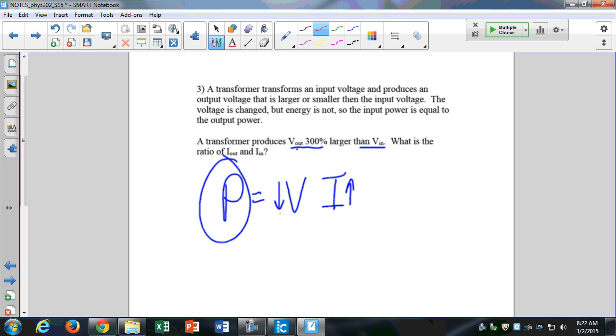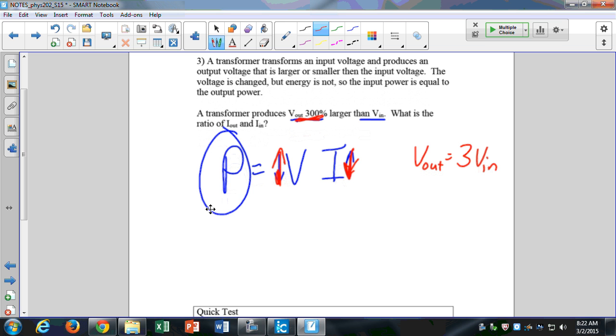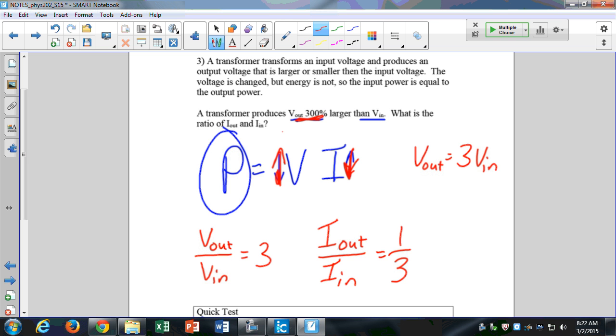So let's see, here my voltage is going up because my V out is equal to 3 times V in. That means that my current is going down. So what is the ratio of I out to I in? If V out over V in is equal to 3, what is the ratio of I out to I in? It's going to be 1 over 3. So if I get a factor of 3 here, then I have to get a factor of a third here. I get a higher voltage but a lower current.